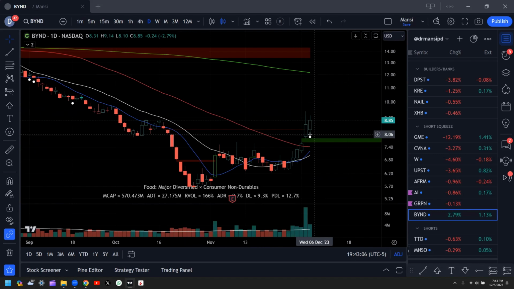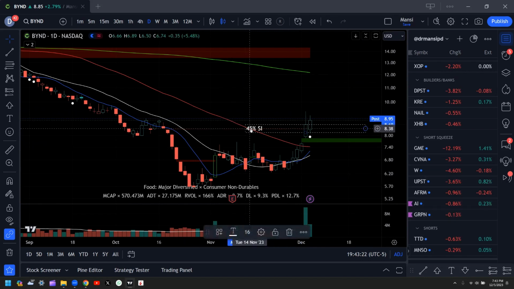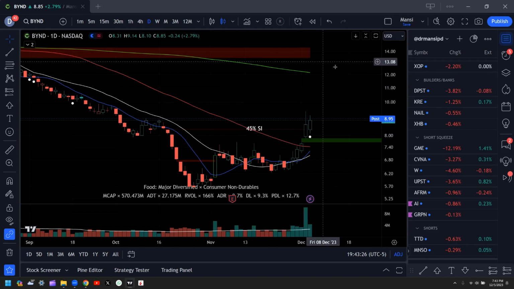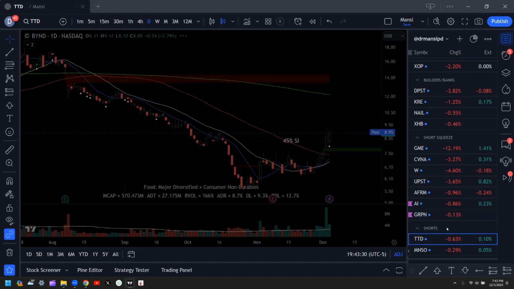BYND. I wish I could have taken this yesterday. It just wasn't liquid enough for me, so I had to pass on it. And actually, I'm just going to remove this from the watch list, because there's no point looking at it given that it doesn't meet my liquidity criteria. I just had it here because 45% is a ridiculous short interest and it's just so ripe for a squeeze. It's insane. Okay, the last two names and then I can wrap this up.